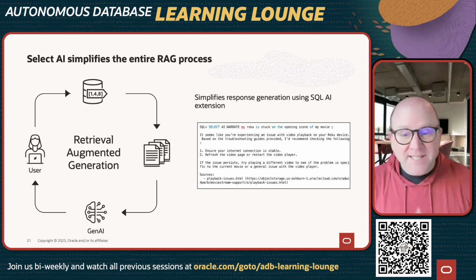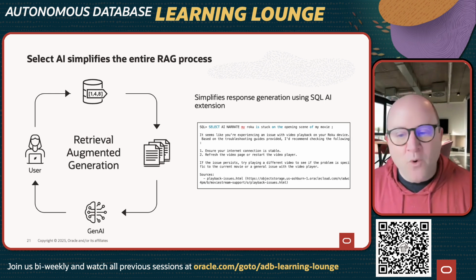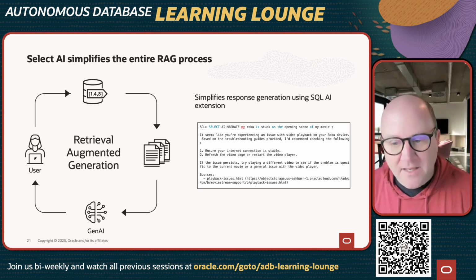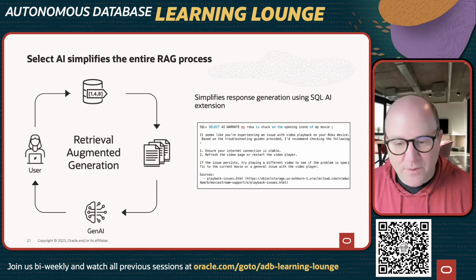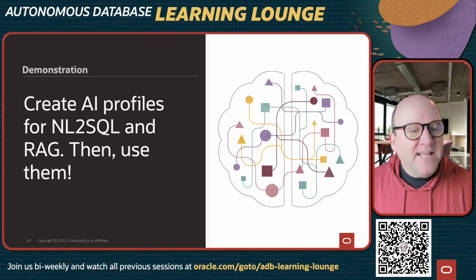As the user asking the question, all I have to do is, we've overridden the select statement in Oracle to say, select AI narrate, my Roku is stuck on the opening scene of my movie, and it does everything for you. It comes up with this result. It's doing this entire process. Let's take a look at that.